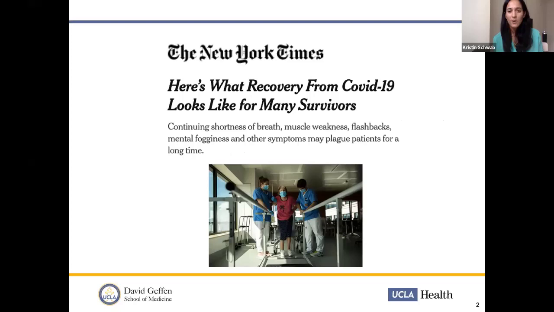We've always known that ICU survivorship is important. This is very similar to echoing what Dr. Butcher was just mentioning, but I think now more than ever, ICU survivorship and recovery has really been at the forefront of the public attention, both the news media as well as the medical community. And so now really is our time to figure out how we can best treat these people.